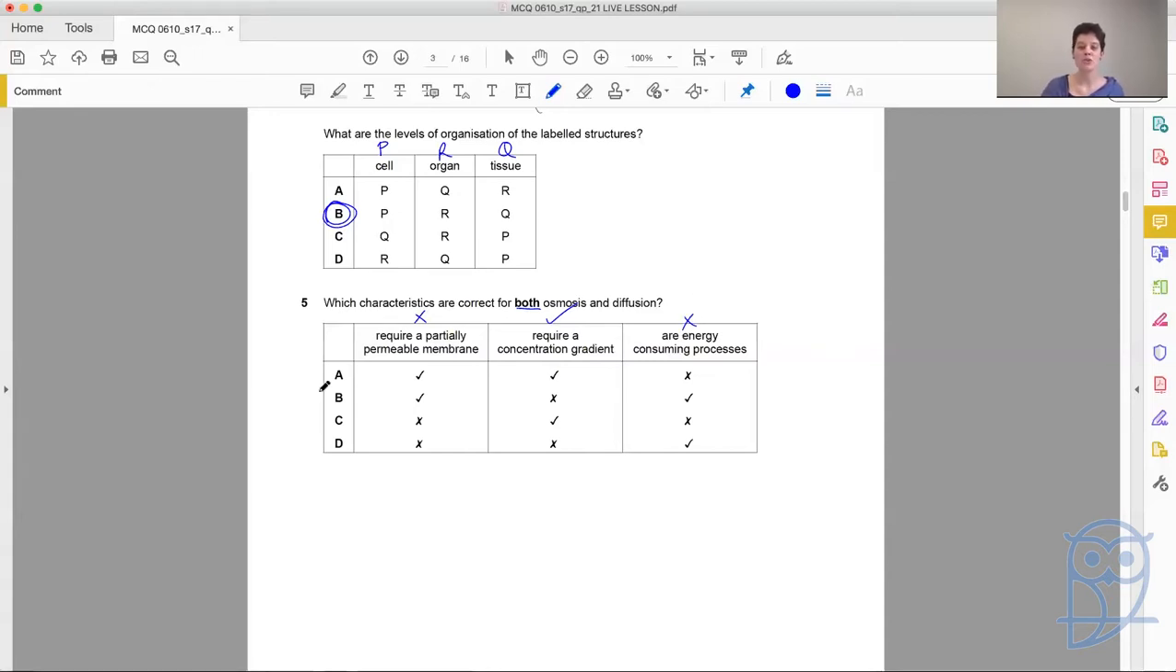So where do we have cross tick cross? We have it here at C. Characteristics correct for both osmosis and diffusion is just that concentration gradient.